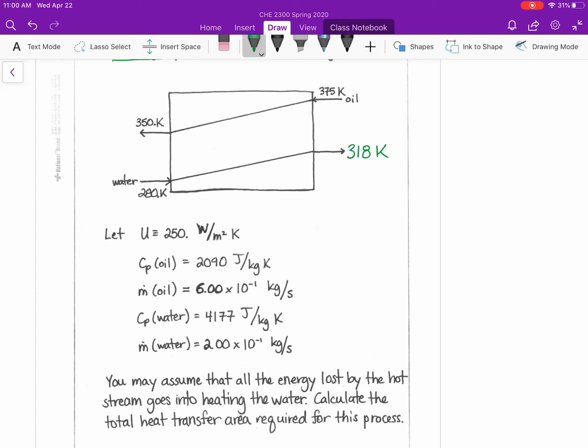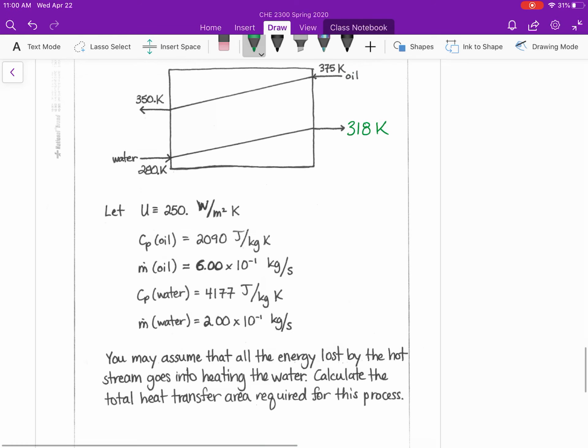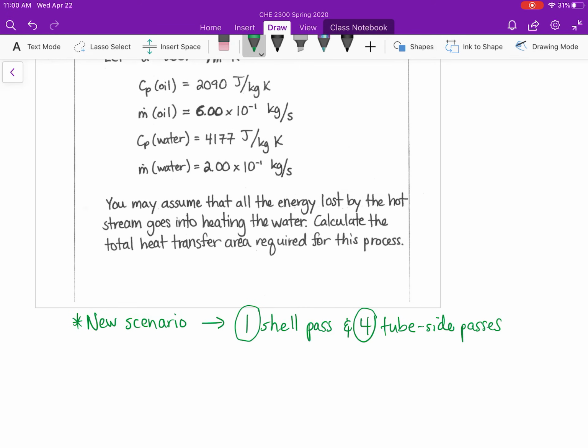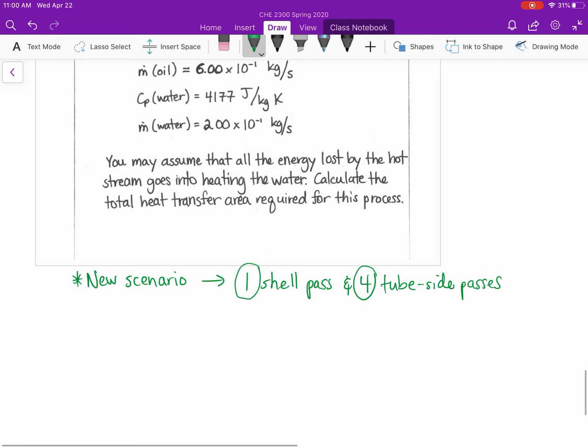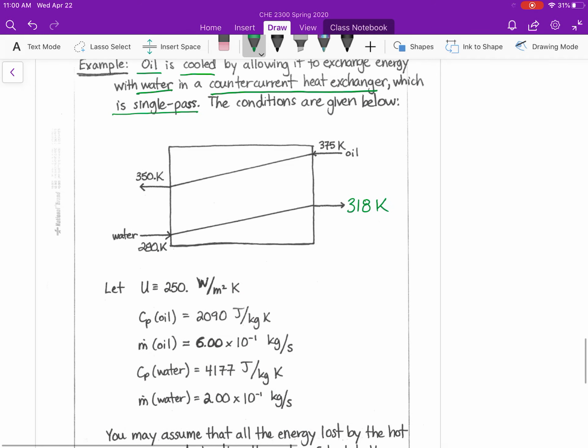So the entering and exiting temperatures of our hot and cold stream are going to remain the same, and our overall heat transfer coefficient is going to remain the same. And the question becomes, if everything remains the same, but in this case we have a 1-2 heat exchanger that has 4 tube side passes, what is the total area of heat transfer required for those conditions to remain the same?